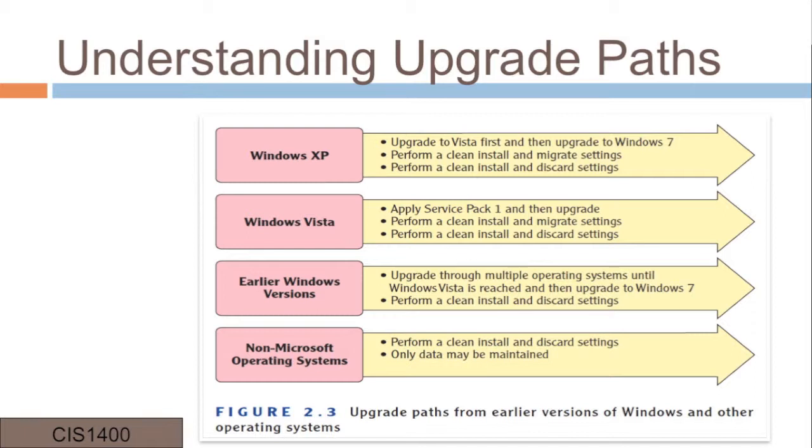If you want to move from an early version of Windows, you want to upgrade through multiple operating systems until Vista is reached and then upgrade to Windows 7. Or you can perform a clean install and discard all settings. If you have a non-Microsoft operating system, you want to perform a clean install and discard settings. Only the data can be maintained. I always recommend a clean install.